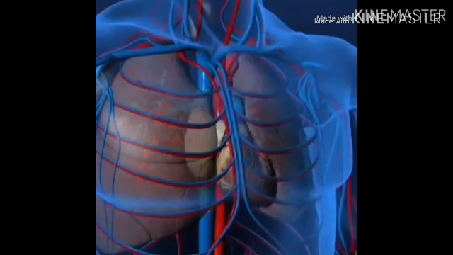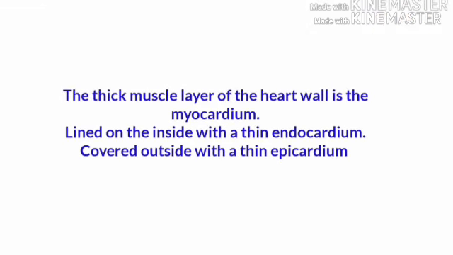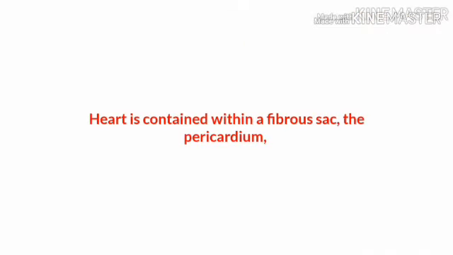The heart is located between the lungs, with its point or apex directed towards the left. The thick muscle layer of the heart wall is the myocardium. This is lined on the inside with a thin endocardium and is covered outside with a thin epicardium. The heart is contained within a fibrous sac, the pericardium.